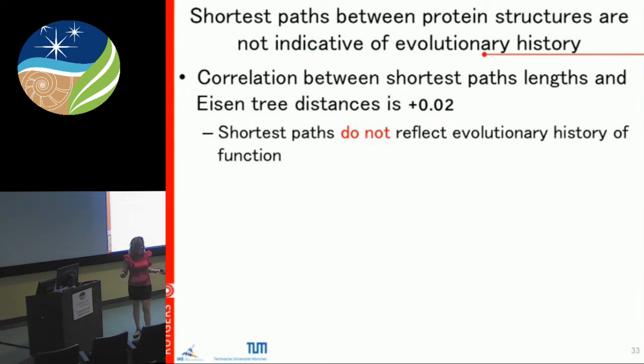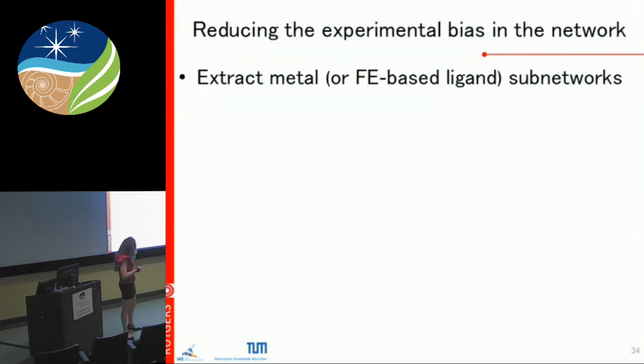I found that quite interesting. Why would you determine the structure of the same protein all the time? Well, the answer is because you could. Right? And that was the idea. So what we did is we tried to eliminate the experimental bias. The way to do it, we said we're going to extract the metal or ligand-based subnetworks.